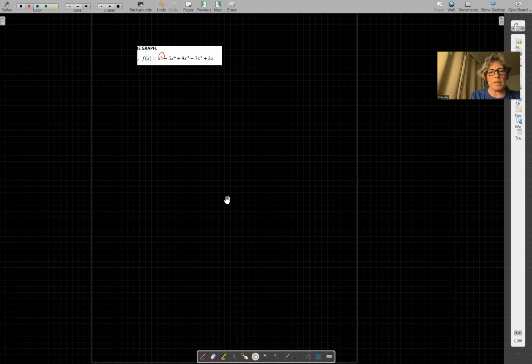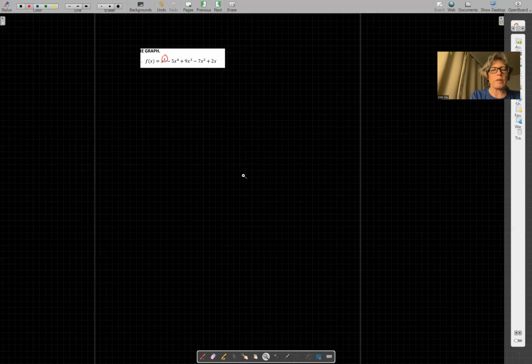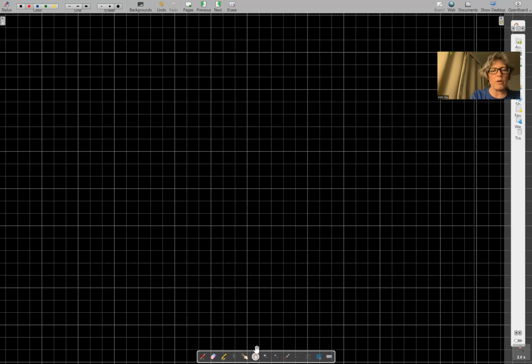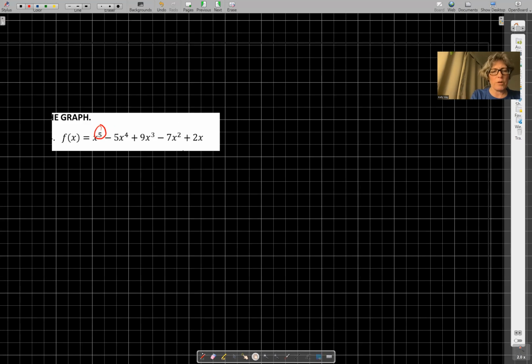Okay, this is going to take us about 10 minutes here, because we know already there is a total of 5 zeros. How do I know there's 5 zeros? Because I have an exponent of 5. So there's going to be 5 zeros total, so we have to account for them all.